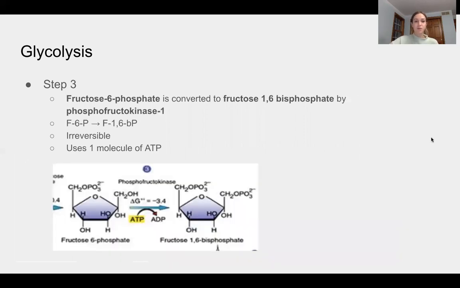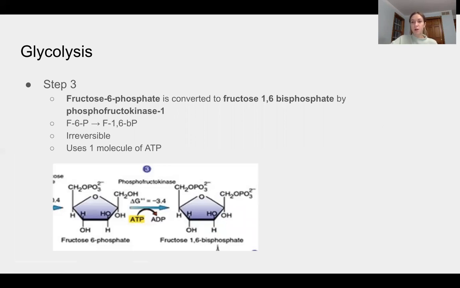So step 3, we have our F6P, which is converted to F16BP, or fructose 1,6-bisphosphate, by phosphofructokinase 1. As you can see in all these steps, I have our start, our end, and our enzyme all bolded, just so those really stand out. This step is also irreversible and also uses 1 molecule of ATP.